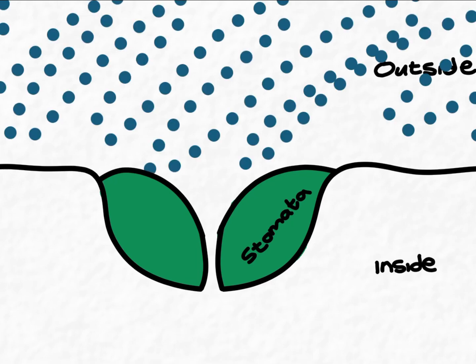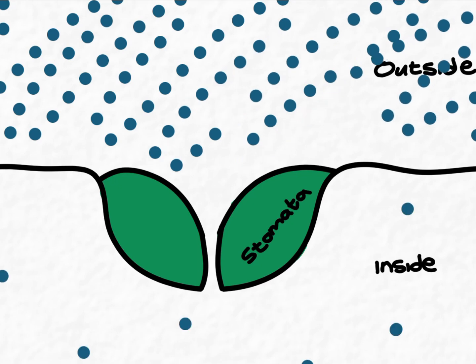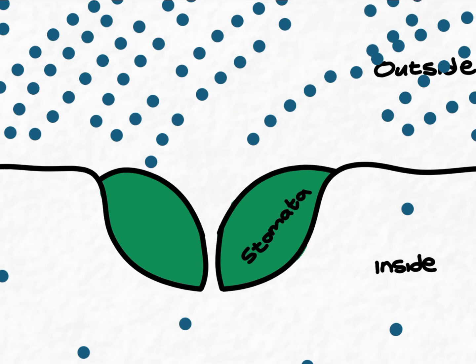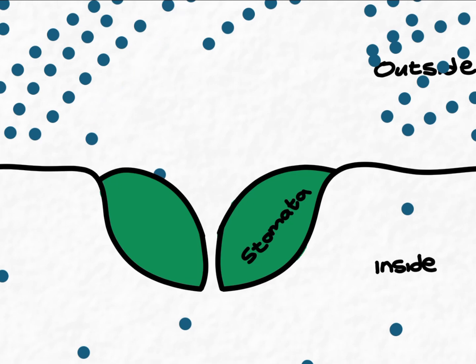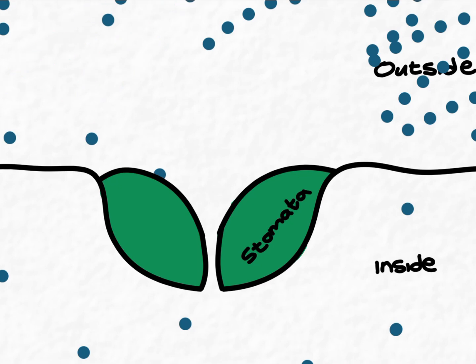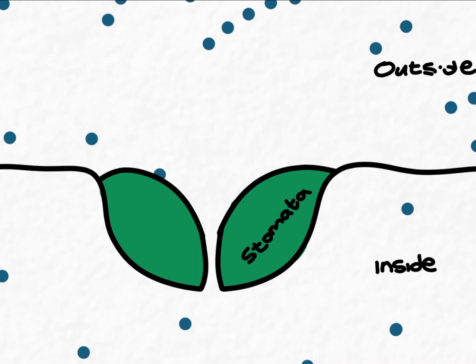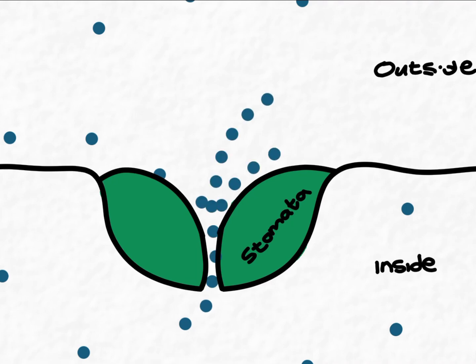Now let's have a look at how wind will affect it. Even if there's a high humidity outside with a lot of water particles, wind will blow these water particles away, creating a low water potential outside the plant. This means that water from inside the plant will move into the stomata, making them turgid and opening up, which means water will freely diffuse out the stomata into the air outside of the plant.